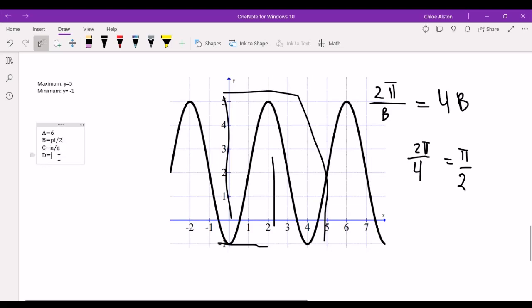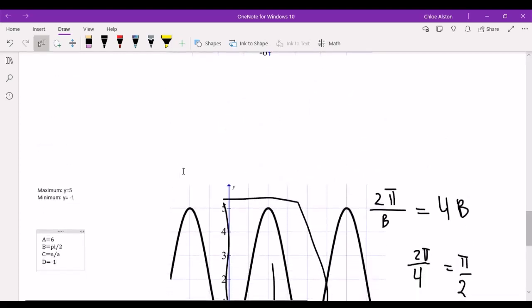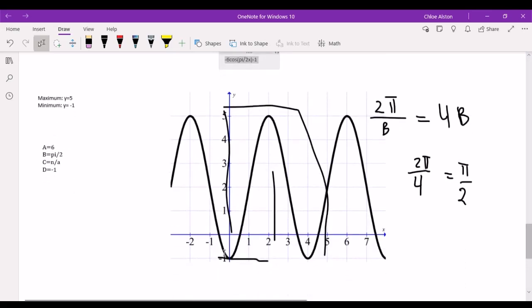And then our vertical shift is -1 because that's where our new bottom line is. So we are going to make our equation, which is -6 cosine of pi over 2 x, minus 1. And that's how you write an equation from the graph given.